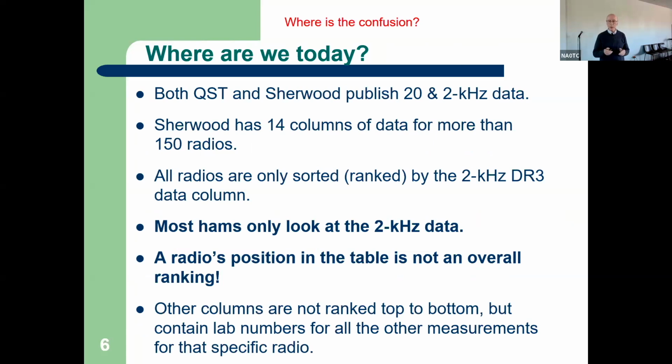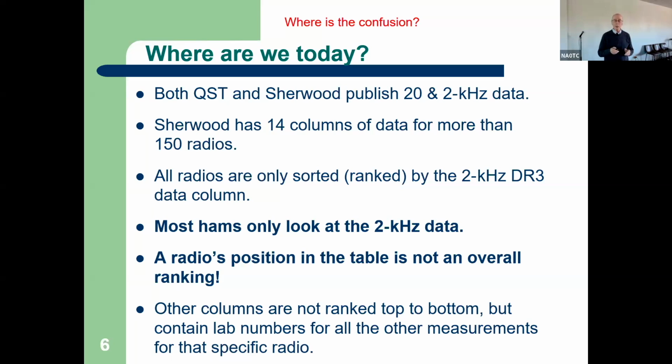So where are we today? Well, both QST and I published 20 kilohertz and 2 kilohertz data, and it may also be in RSGB. On my website that you've been to, there's 14 columns with data on 158 radios. Now, you can only sort a table on one column. So I sorted on the close-in 2 kilohertz dynamic range. All that other data is there, but they're not sorted. You can only sort on one column.